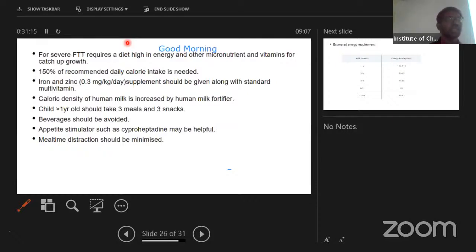The calorie density of the human milk should be increased with the human milk fortifier 45. A child more than 1 year of age should take 3 meals and 3 snacks in one day. Beverages should be avoided. We can also use cyproheptadine as an appetite stimulator.